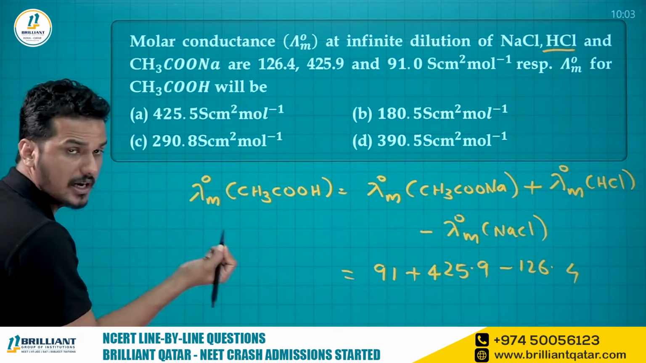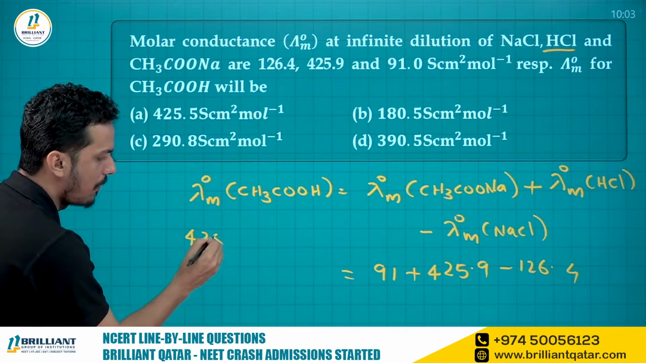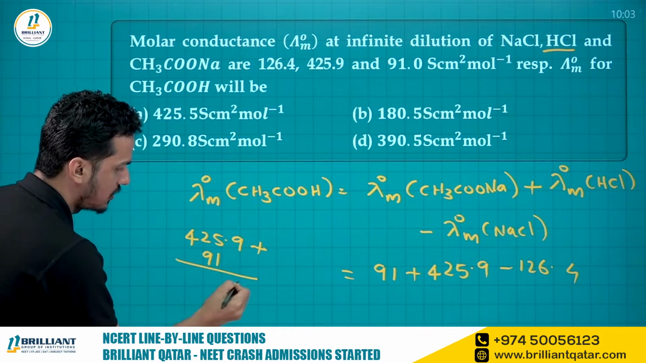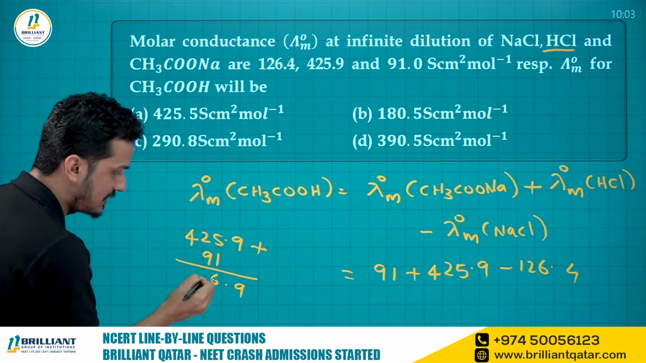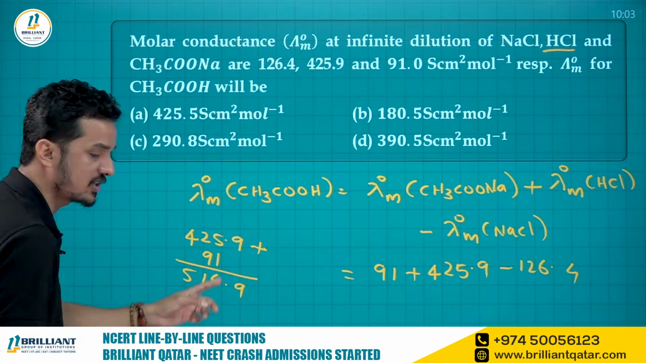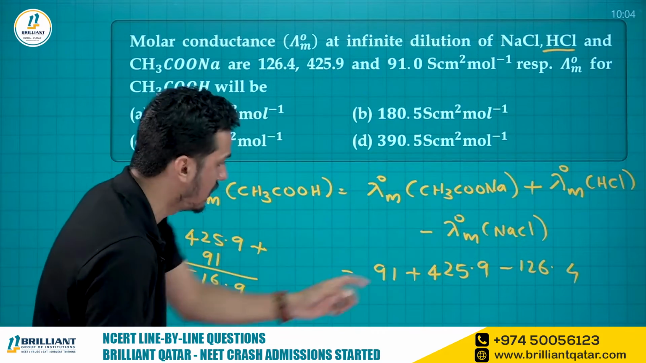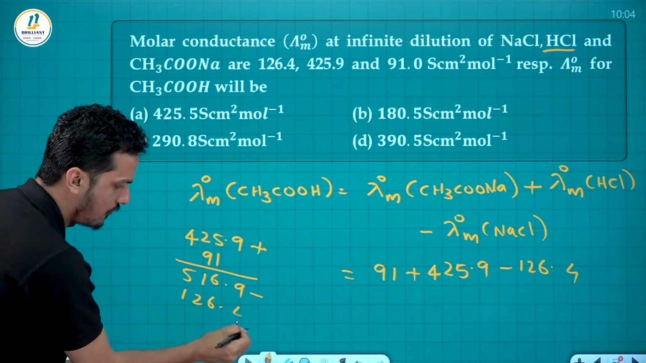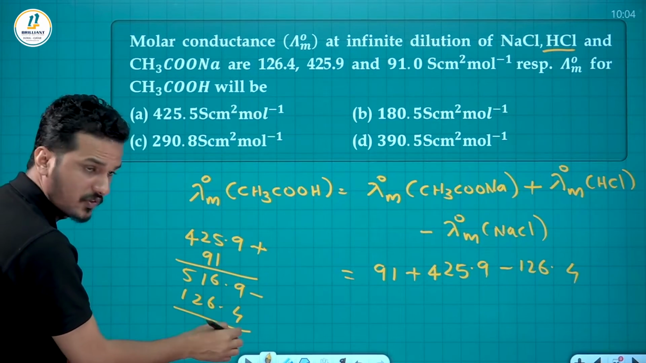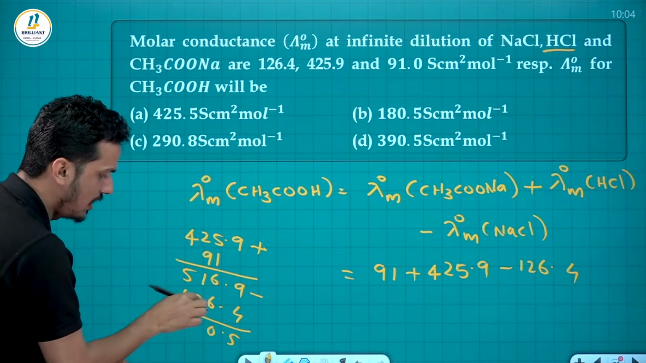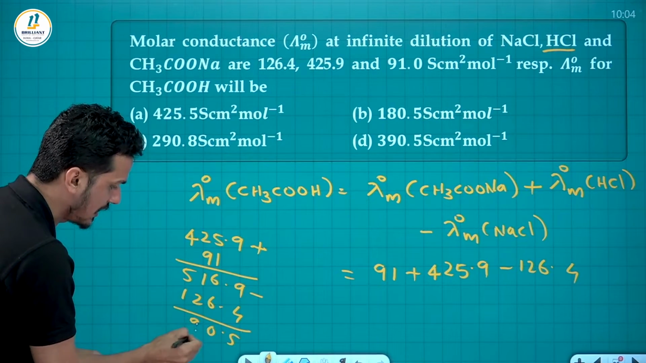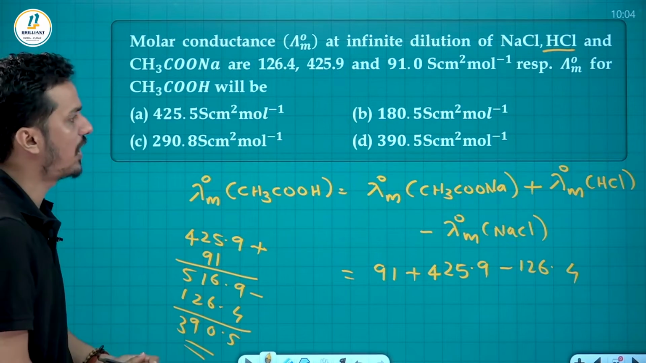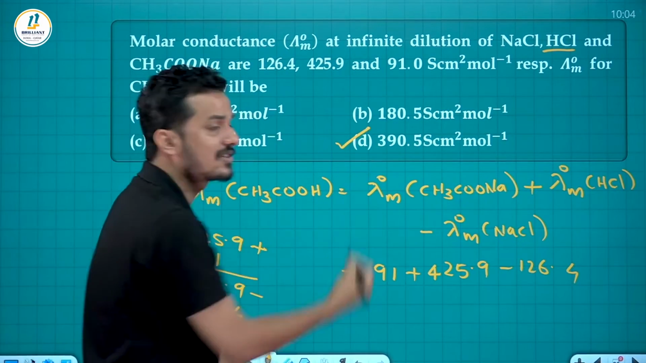What's the value we are going to get? Let's see. 425.9 plus 91, I am adding 91. So 516.9 I am getting. I have to subtract 126.4 from here. 9 minus 4, 5 is coming. 11 minus 2 is 9 is coming. 4 minus 1, 3. 390.5 will come. So option D is the correct answer.